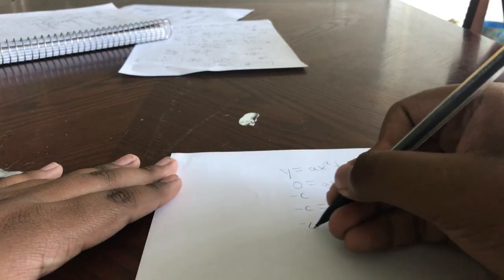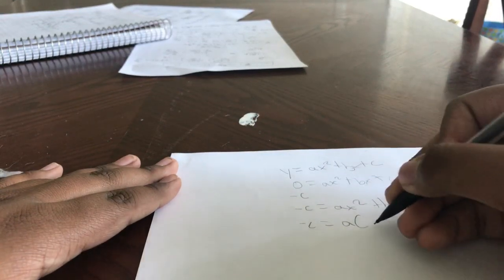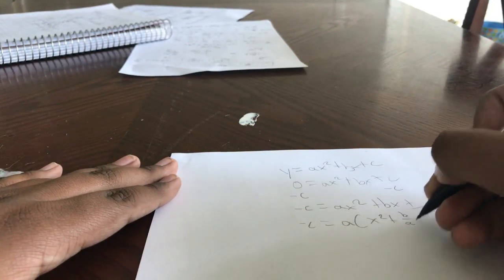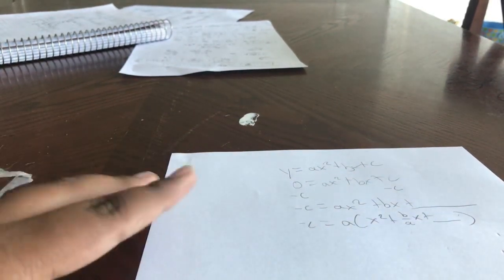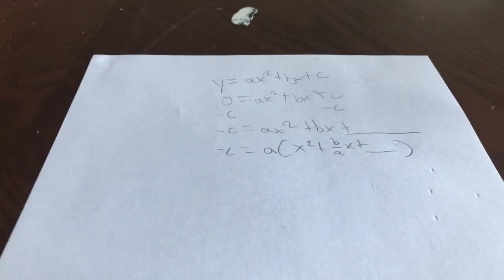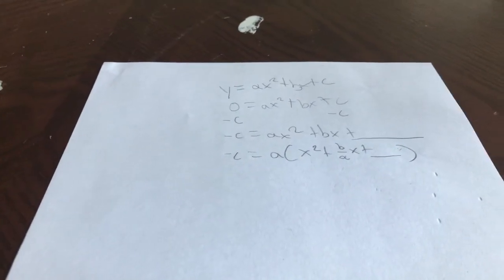Let me just adjust the paper a little bit. Alright. So now next we're going to factor out a. So we'll have a parentheses x squared plus b over a x plus whatever our mystery value right here will be. Let me just adjust this so you guys can see it a bit better. You guys following so far? So the first thing we did was subtract c from both sides, and then we factored out a. That's all we've done so far. And yeah, just some pretty simple stuff. So I'll adjust the camera angle a bit, just to make it look a bit better.